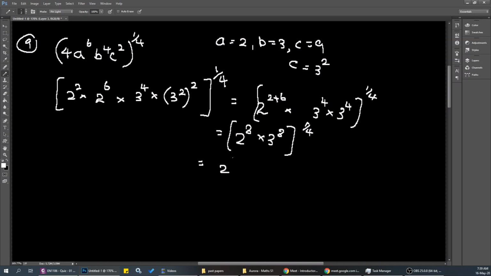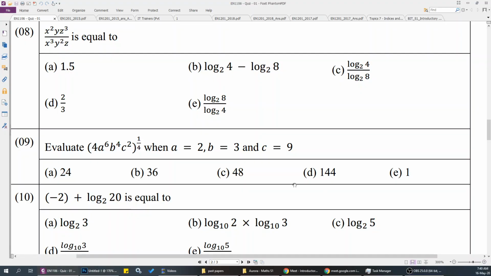We can write 2 to the power 8 into 1 over 4, again 3 to the power 8 into 1 over 4. We have 8 over 4, so 2 to the power 2 into 3 to the power 2. And the answer is 4 into 9, 36. Okay, so that is the answer for the 9th question. The answer is 36 and the answer is B.